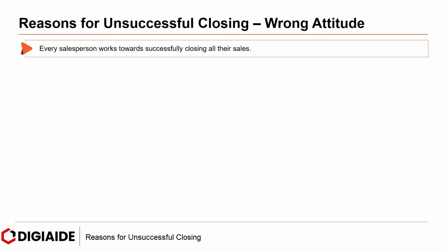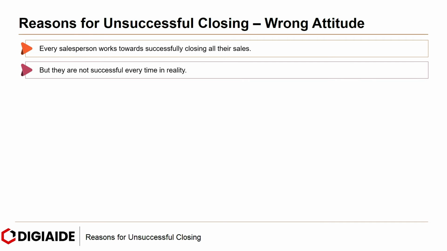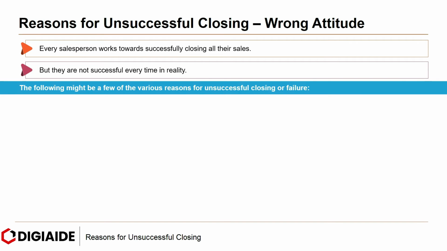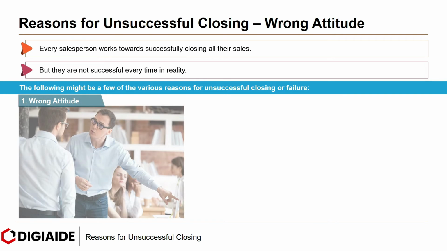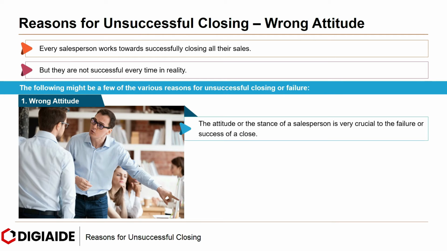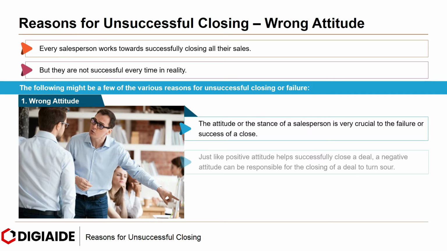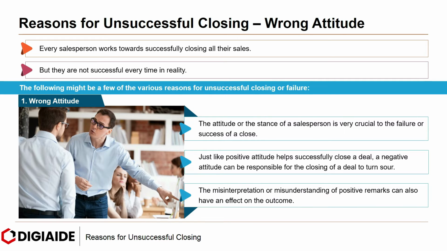Every salesperson works towards successfully closing all their sales, but they are not successful every time in reality. The following are the various reasons for unsuccessful closing or failure. The first being wrong attitude. The attitude or stance of a salesperson is very crucial to the failure or success of a close. Just like positive attitude helps successfully closing a deal, a negative attitude can be responsible for the closing of a deal to turn sour. The misinterpretation or misunderstanding of positive remarks can also have an effect on the outcome.